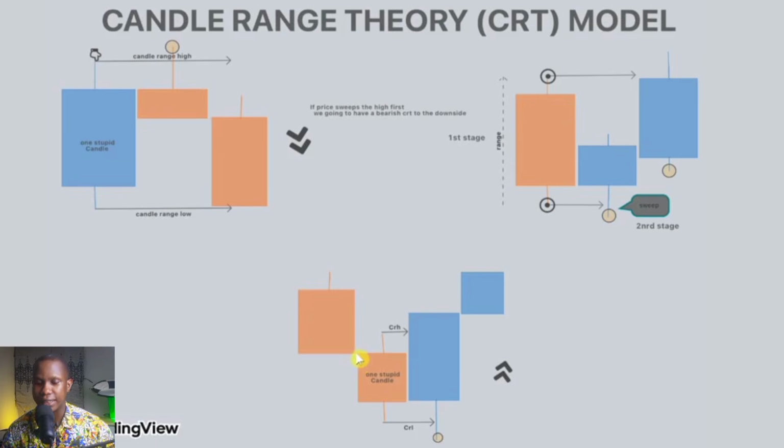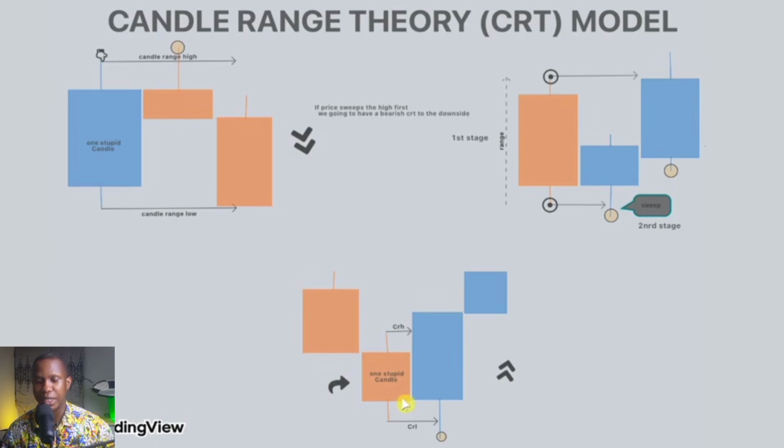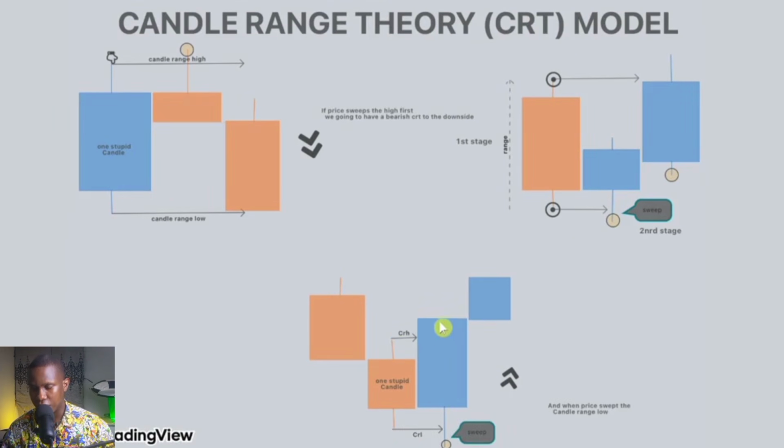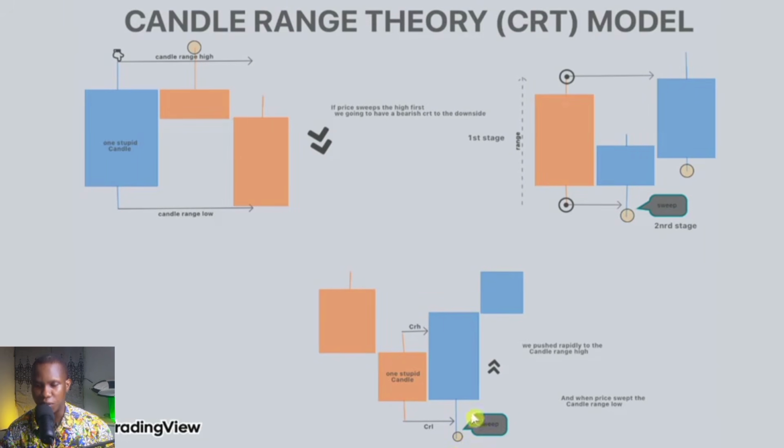Let's take a look at this example. This is our one stupid candle. This is the range low and this is the candle range high. I see it swept the candle range low. That means we are expecting a bullish CRT. See, after that price action delivered price toward the candle range high, guys.